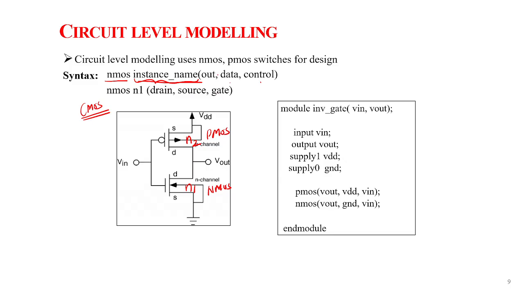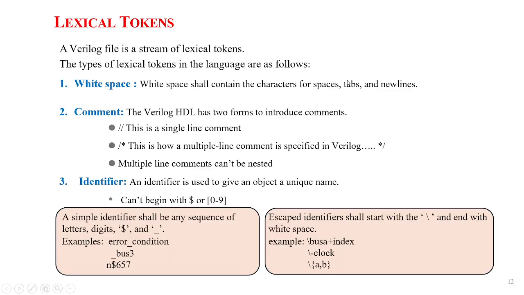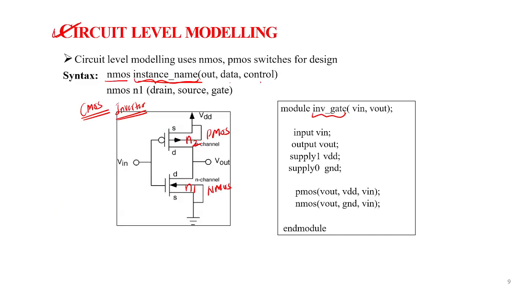Okay, so here you see, module, this is my inverter. Just for the idea purpose I am telling. So inverter module, what is my identifier? Yeah, lexical tokens are there. So see here, module inverter underscore gate, this is my identifier.